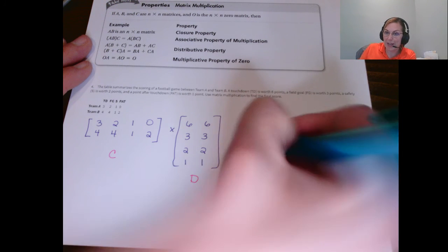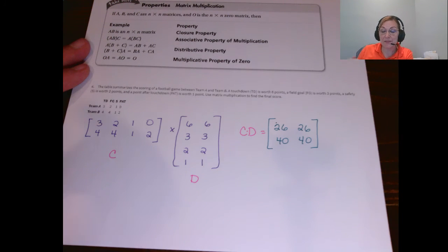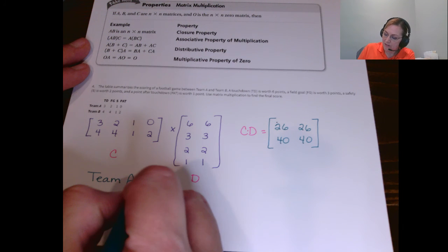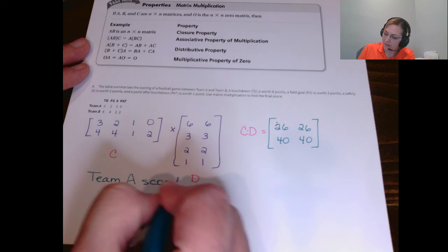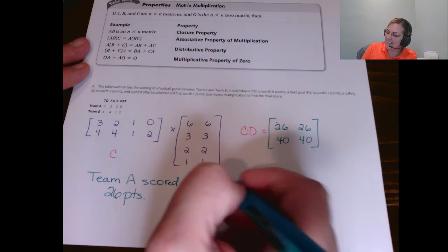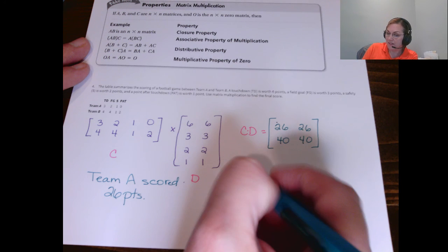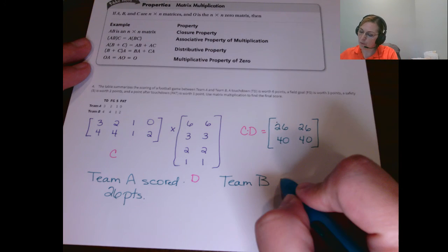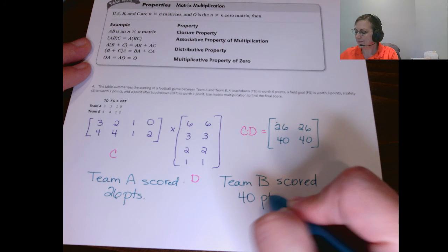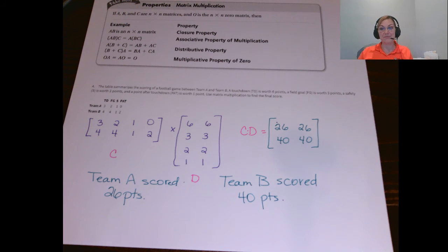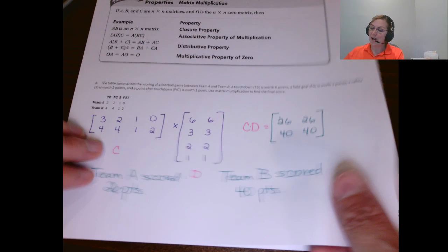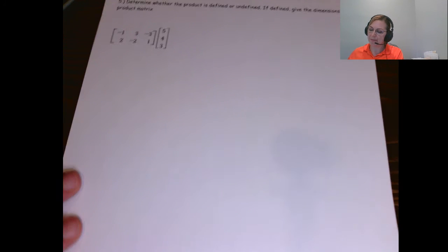Now, that is what the calculator gave us, but let's give the actual score. Team A scored, if I can spell, 26 points, and Team B scored 40 points. Very nicely done. See how we let the calculator do that hard work for us? I love that. All right, friends, just one more problem left.